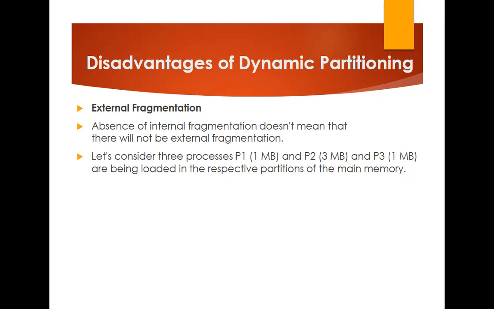Okay, we have 3 processes. P1, 1 megabyte. P2, 3 megabytes. And P3, 1 megabyte. They are being loaded in the respective partitions of the main memory. So let's say you put one of them here, the other one here, and this one here, for dynamic partition. Let me continue.